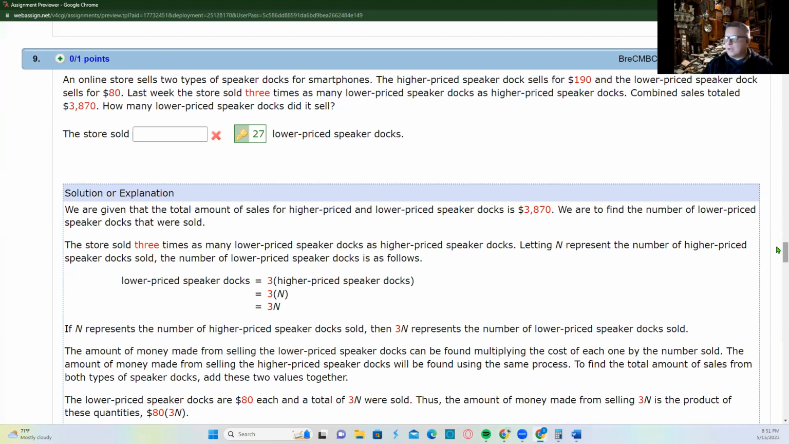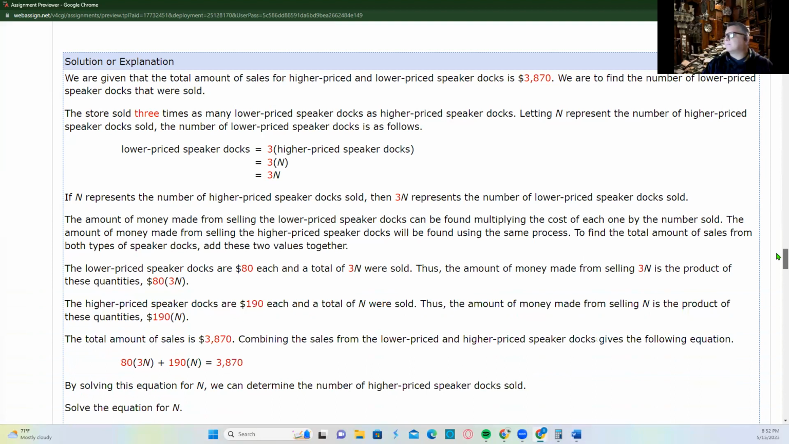And remember, when you go back through this, you can always pause it. Okay, so we are given that the total amount of sales for higher price and lower price speaker docks are 3,870. So we combine all the sales for those two things, 3,870. We are to find the number of lower price speaker docks that were sold, the question that was asked. One of the other things I always tell people too, make sure you understand what they're asking. Don't be like my 11-year-old grandson who is always answering a question that was never asked. Oh, if anybody has kids, you already know.